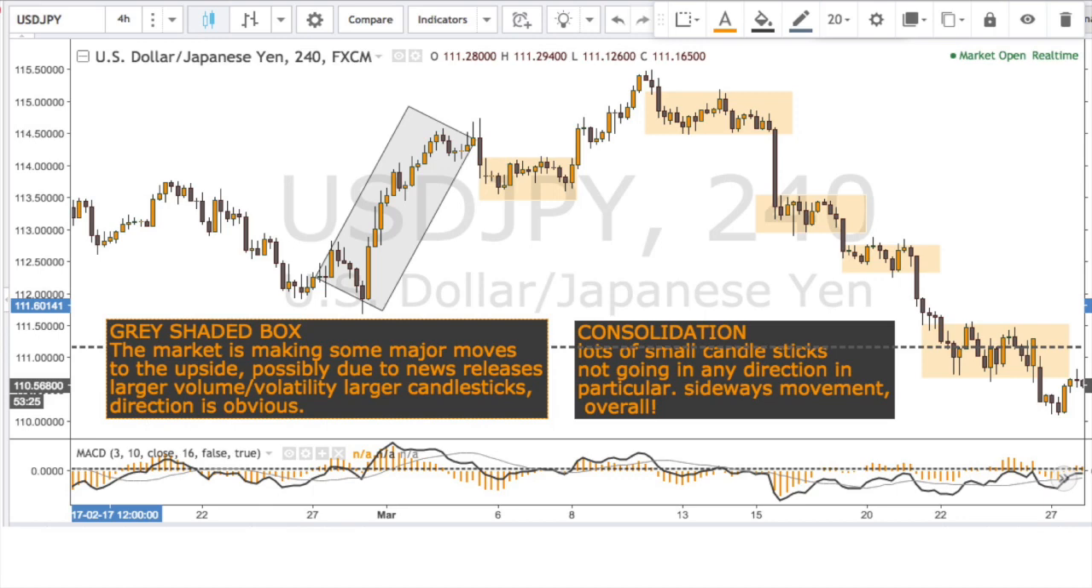This is a time where if you get caught up in one of those trades, you're going to be thinking, oh, look, it's going up. Oh, shoot, it's going down. Oh, look, it's going up. That is not a good time to be in the market. You should not be trading.